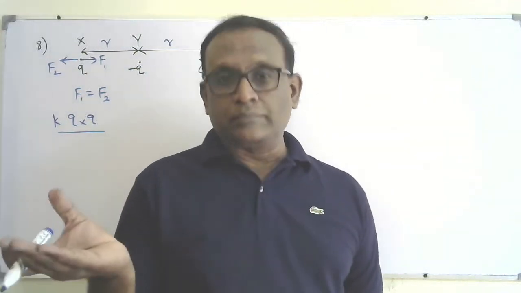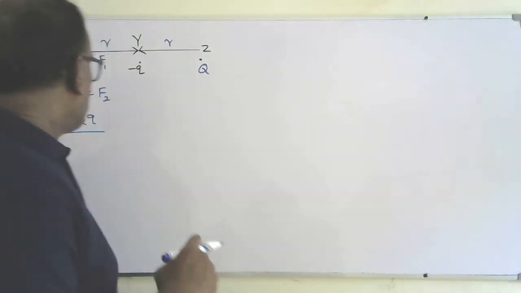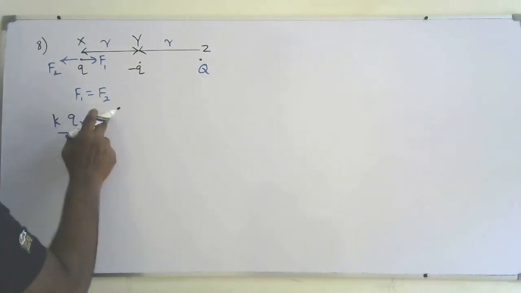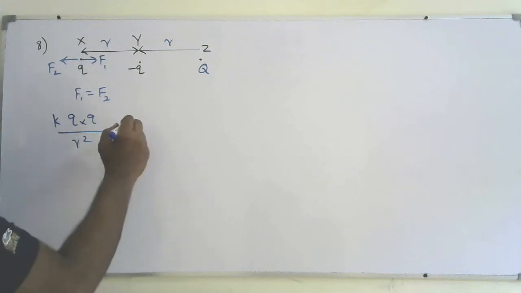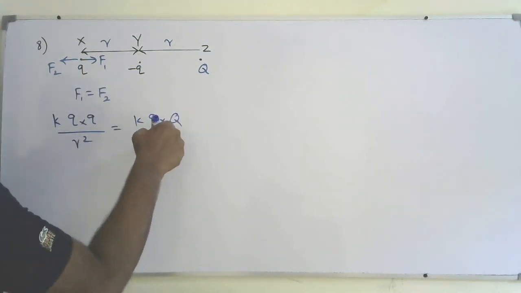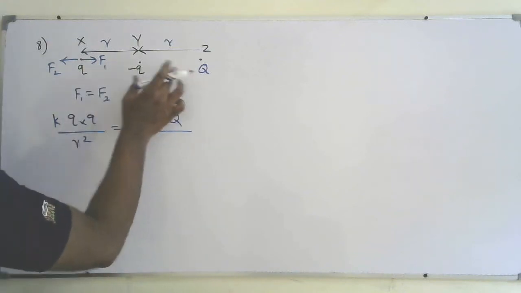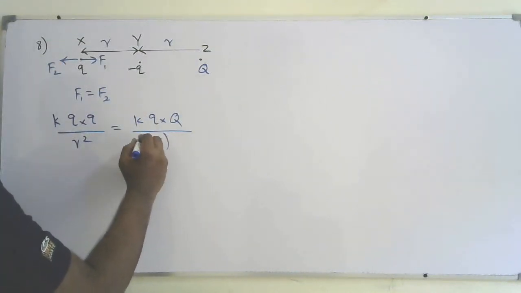I'm considering the numerical values, but I know the directions are opposite for F1, F2. So F1 is K Q1 Q2 over R squared, that is, K Q into Q over R squared. F2 is K, this charge is Q into Q, this Q I need to find, over R squared, where the distance is R plus R, 2R, all squared.